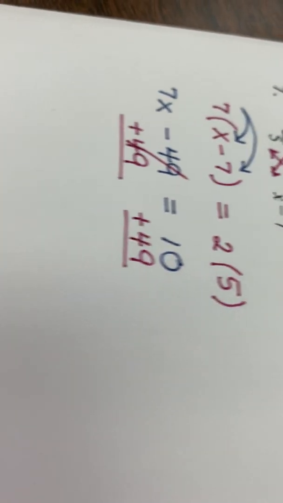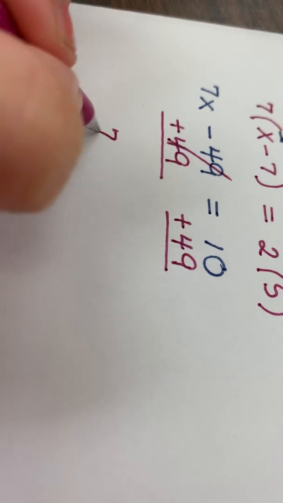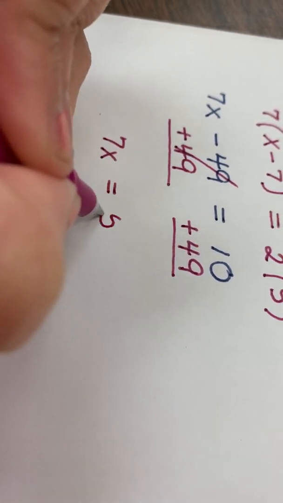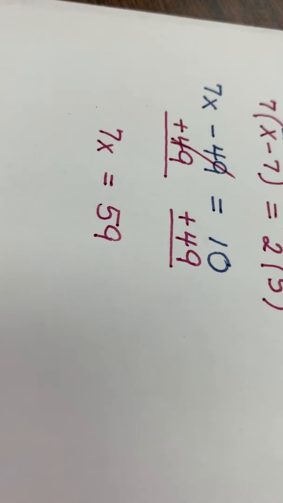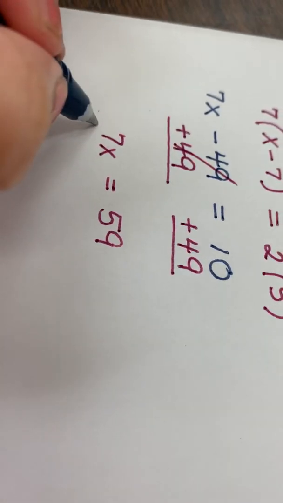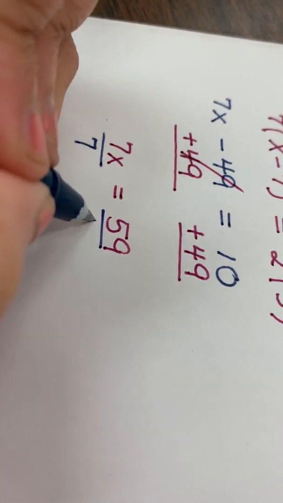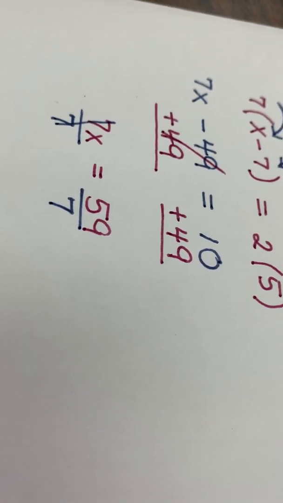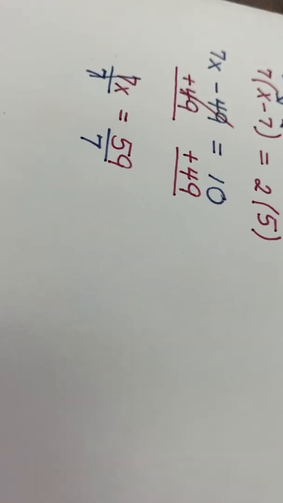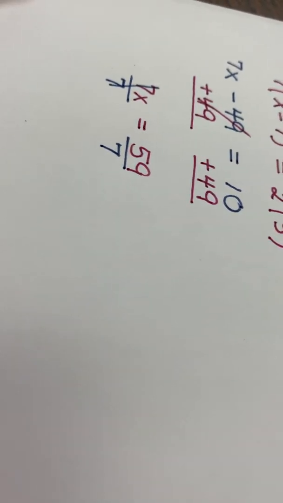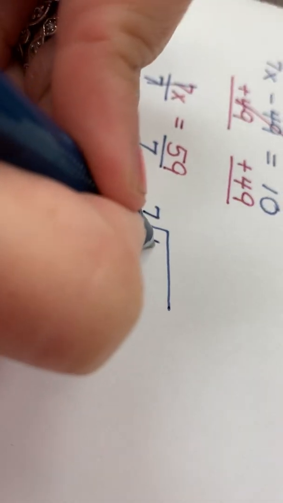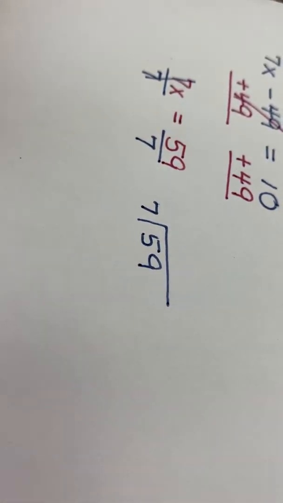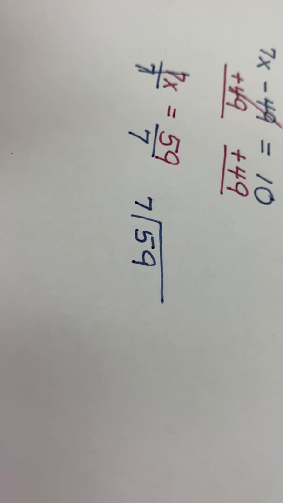Cancels there. And so I have 7x equals 59. Now I need to divide by 7 on both sides. And what you'll notice is that 7 does not go into 59 an even number of times. So a lot of times students forget how to do long division. So it's 7 going into 59. All right, so how many times can 7 go into 59?